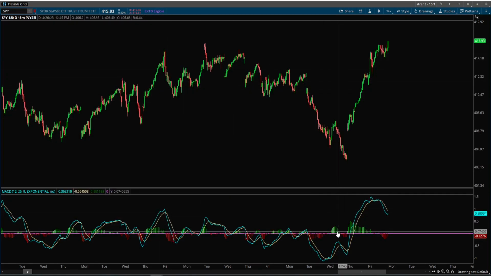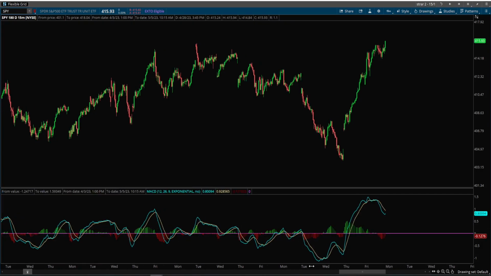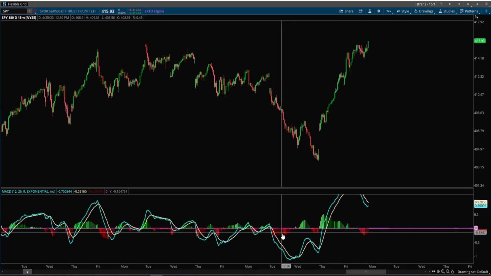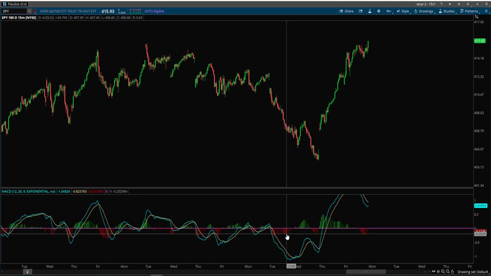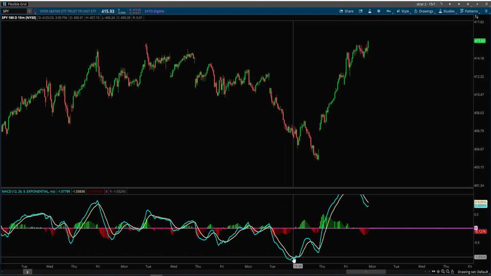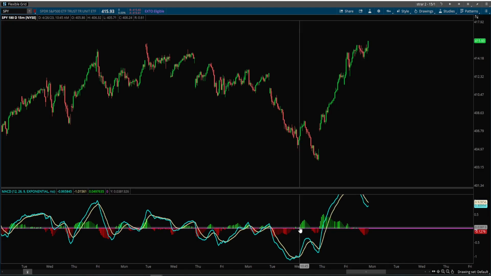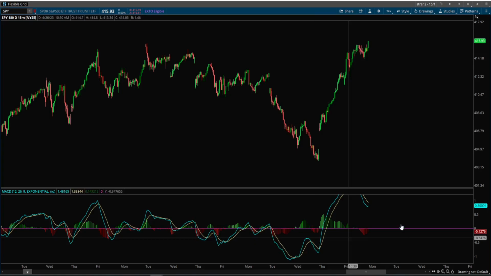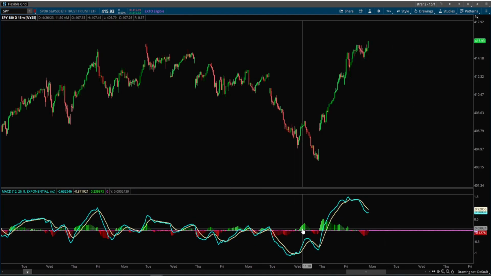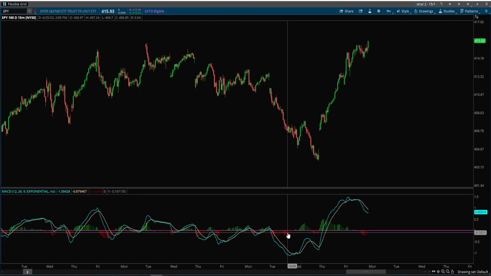And we also have this green and red histogram here. What this does, if it's decreasing and going towards that zero line, that means the moving averages are getting tighter. That means the blue line is contracting towards the white line. But if they're going out, expanding, that means the blue line is getting farther away from the white line, right? So it's just a good way to identify if the moving averages are coming closer together or farther apart.